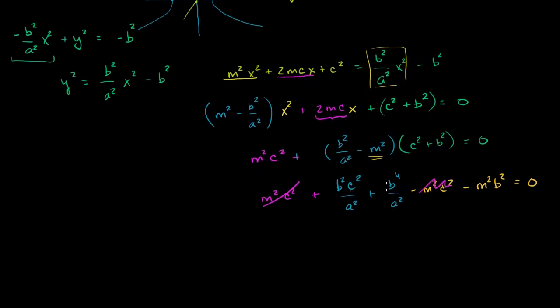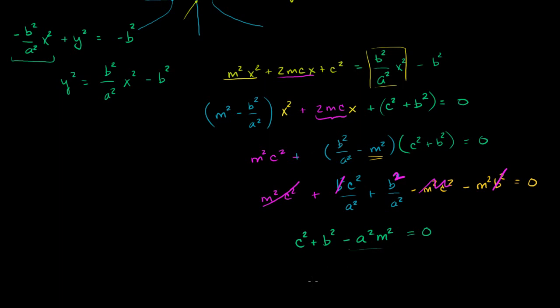Now, every term here is divisible by b squared. So let's divide every term by b squared. This will just become a 1, this will become b to the second power, and this will just become a 1. And then let's multiply everything by a squared, just so we get rid of the fractions. When you multiply everything by a squared, this term becomes c squared, this term is just b squared, and this negative m squared, remember, we're multiplying by a squared, so minus a squared m squared is equal to 0.